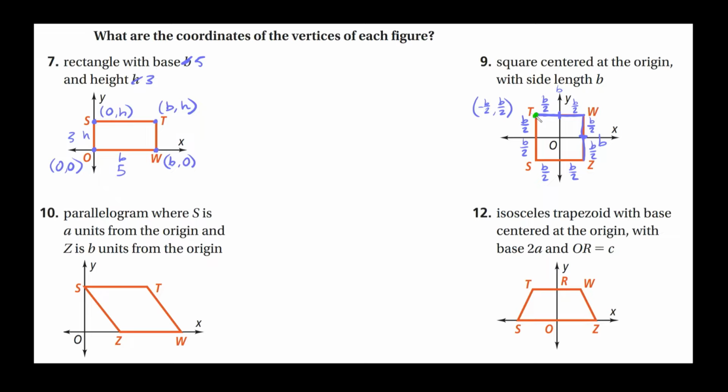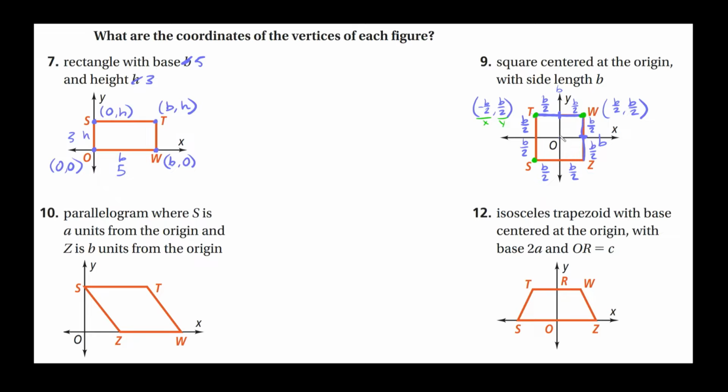Because as you can see, T is in quadrant 2. So that means the x-coordinate, this is the x-coordinate, should be negative, and the y-coordinate should be positive. Now, as you can see, W over here is in quadrant 1. So you should expect our x and y coordinates to both be positive. So for W, again, starting from the origin, we're going to go over half b and then go up half b. So for W, this one is at positive half b, so b over 2 and b over 2. Now S is in the 3rd quadrant, so we should expect both x and y coordinates to be negative.